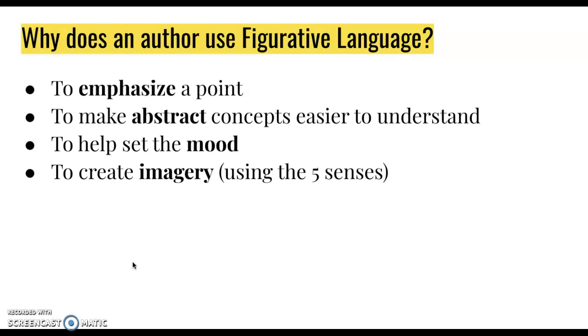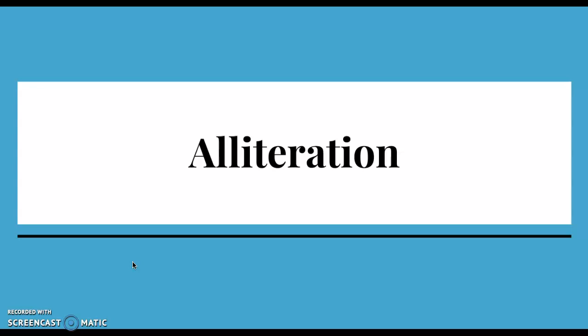Some reasons that an author uses figurative language are to emphasize a point and to make abstract concepts easier to understand. Now, abstract concepts are things like hope and love. They're things that you can't touch. Something that's concrete is like a desk or a phone that you can touch, but those abstract concepts, you can't touch them. An author uses figurative language to help set the mood and to create imagery using the five senses. So the first one that we're going to talk about today is alliteration, and alliteration is super fun.